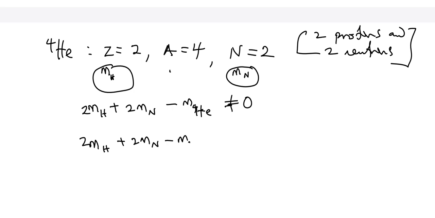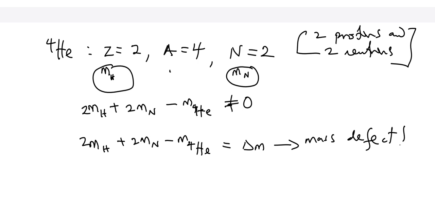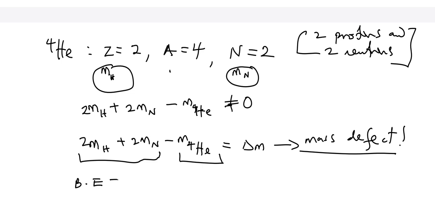So if you subtract helium-4, we get what we call the mass defect. That difference in mass between the constituent particles and the mass of the particular nucleus or nuclide is what we call the mass defect. And from this mass defect, one can obtain the binding energy. That is from Einstein's energy relation. So the binding energy is the mass defect multiplied by c squared.